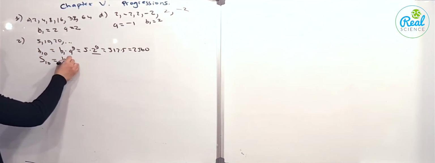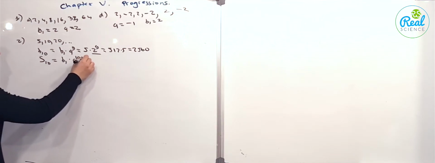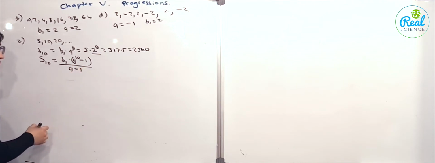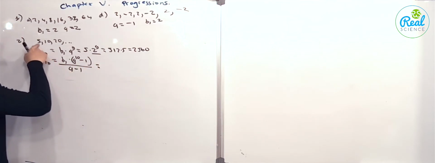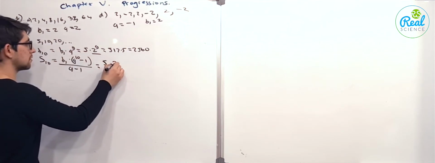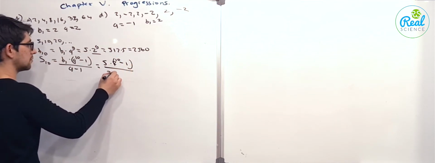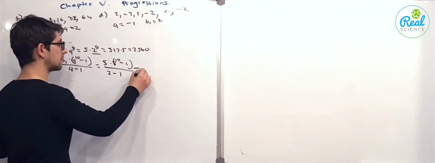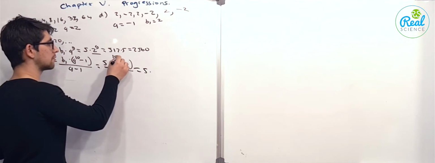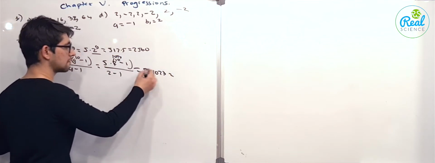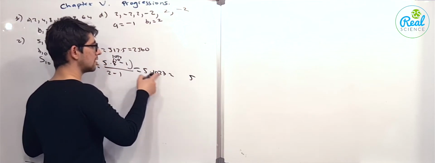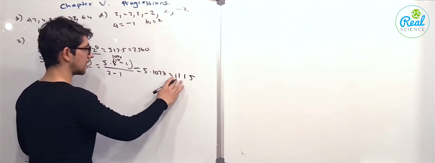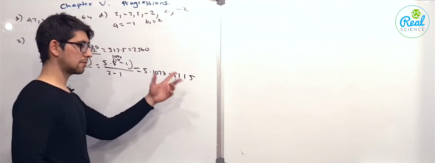S10 is B1 multiplied by Q to the power of 10 minus 1, divided by Q minus 1, right? Here your B1 is 5, your Q is 2. So 2 to the power of 10 minus 1, over 2 minus 1. 2 minus 1 is 1, so you just neglect it, okay? 5 multiplied by 1024 minus 1, 1023, right? Multiply by 5, you get 5,115, yes?